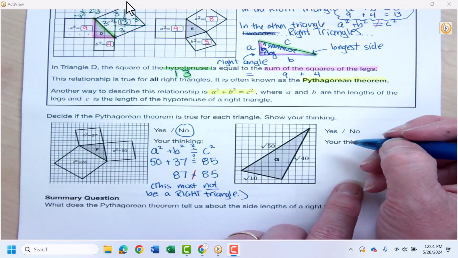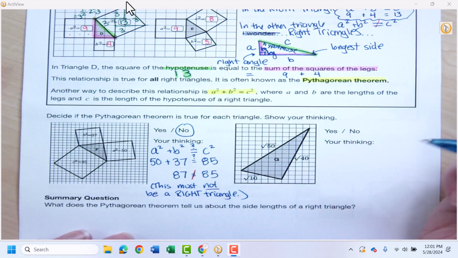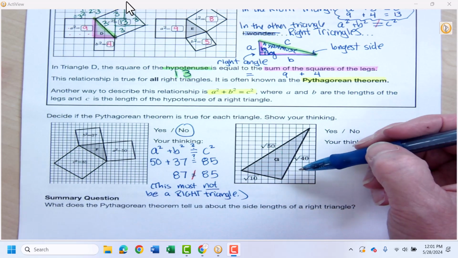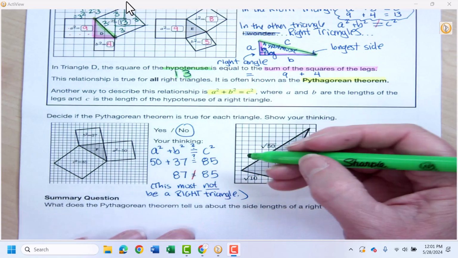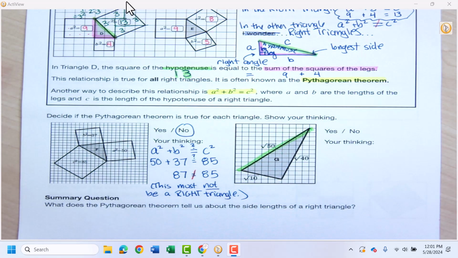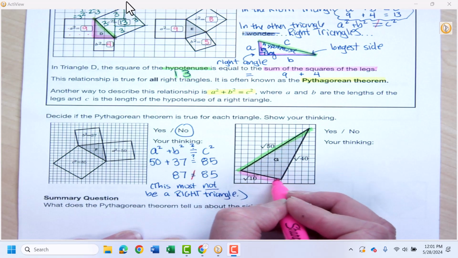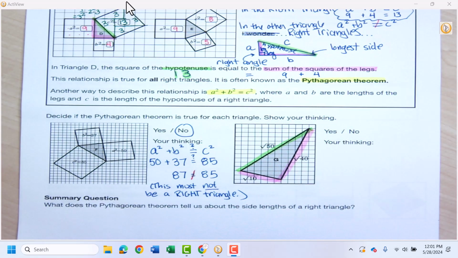Well, let's look at this one. This one looks a little trickier. First of all, they didn't tell me which side was A, B, and C. I told you earlier that the longest side was the hypotenuse. That was the most important one to identify. So the square root of 50 is the biggest square root. That must be the longest side. It doesn't matter which side you call A and which side you call B. What's important is that those are the two shorter sides.